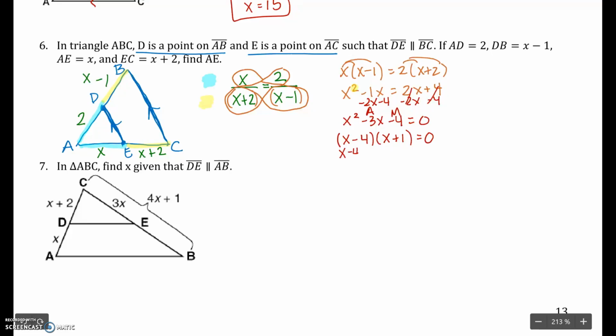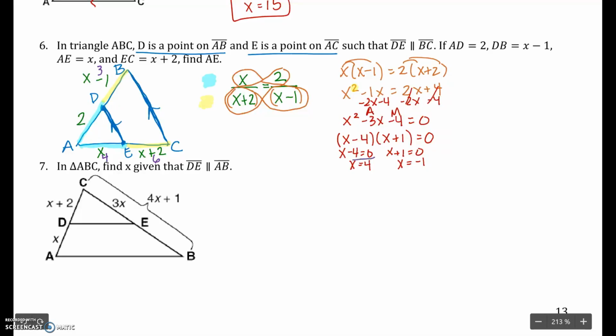And then each one of these would get set equal to 0 separately and solved. So this one we would add 4 to both sides, and this one we would subtract 1. Keep in mind though, in geometry, it does not make sense for us to have a negative length. So if I were to check this, if I were to plug in the 4, I'd get a 4 here, 4 plus 2 would be 6, 4 minus 1 would be 3, and this would be 2.